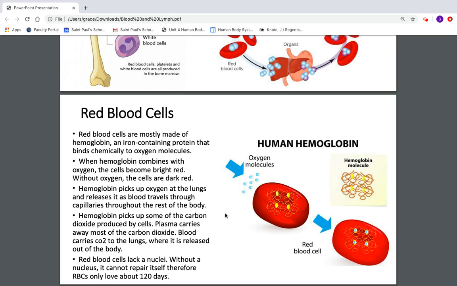So hemoglobin picks up oxygen at the lungs and releases it as blood travels through capillaries throughout the rest of the body. Hemoglobin picks up some of the carbon dioxide produced by cells. Plasma carries away most of the carbon dioxide. Blood carries carbon dioxide back to the lungs where it is released out of the body. And red blood cells lack a nucleus, and so without a nucleus, they can't repair themselves or reproduce. So red blood cells only live about 120 days, and our body is constantly reproducing them.